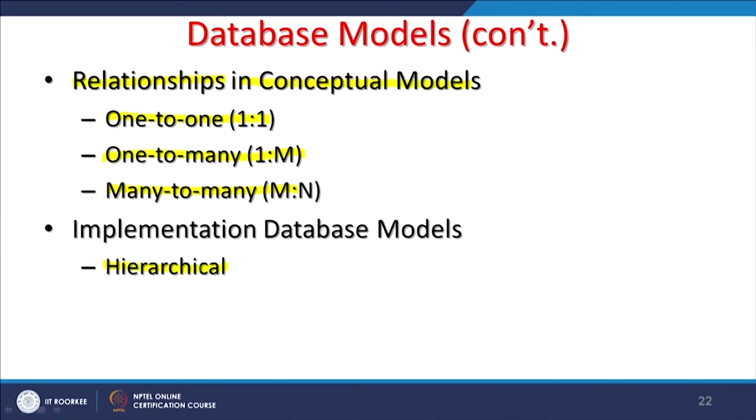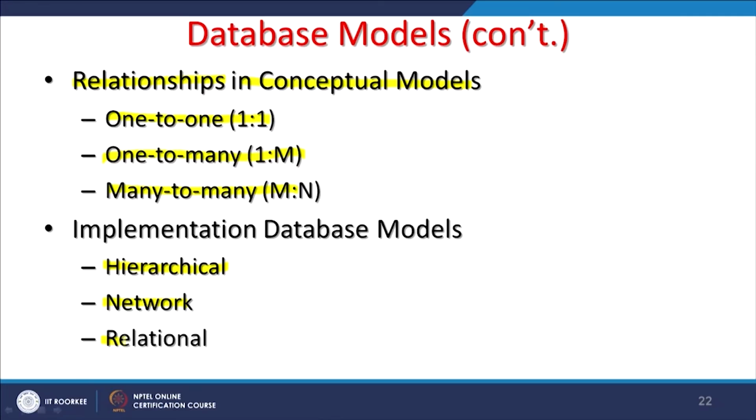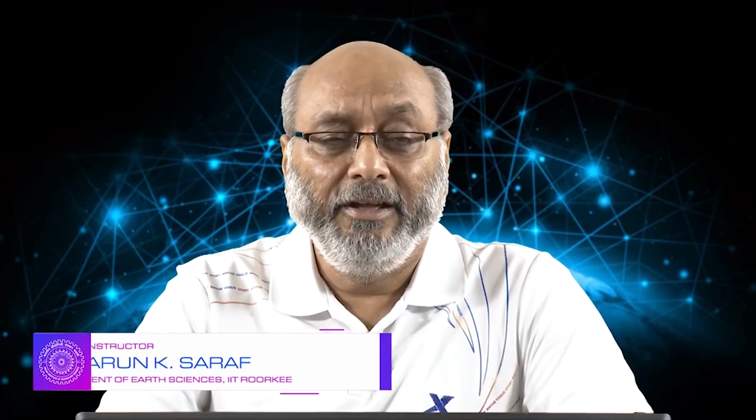Now, in the case of implementation database models, we can have the hierarchical model, quite common in many organizations, and network based. If I have to do a lot of analysis which requires network analysis, then the network type of database model is most appropriate. And finally, of course, the relational database. I want to relate one database with another, and things have to be organized accordingly. So implementation database models are hierarchical, network and relational.